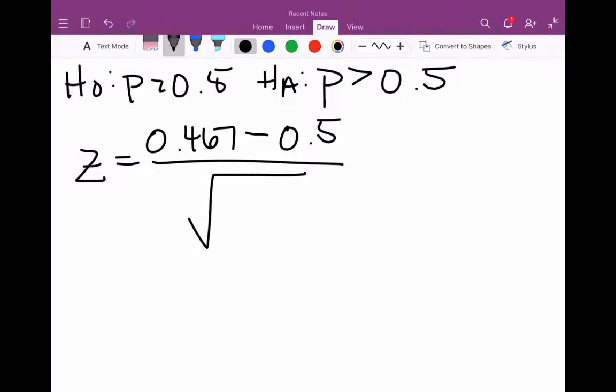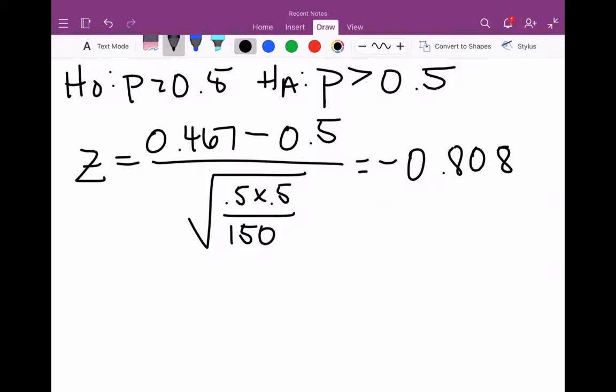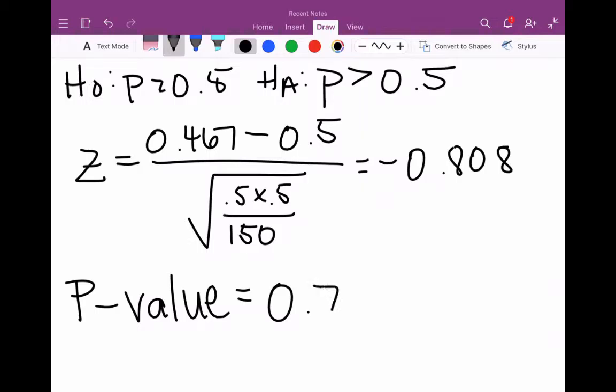So in this case, the standard deviation is 0.5 times 0.5 over our sample size of 150, and that ends up equaling a negative 0.808. Once we have our z-score, we can then calculate our p-value. So our p-value ends up equaling 0.788. Now, this is an extremely high p-value.